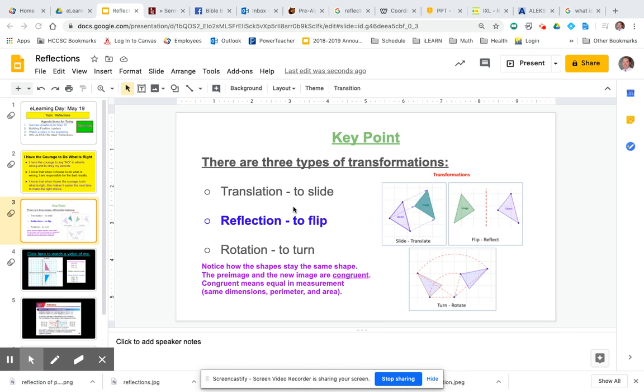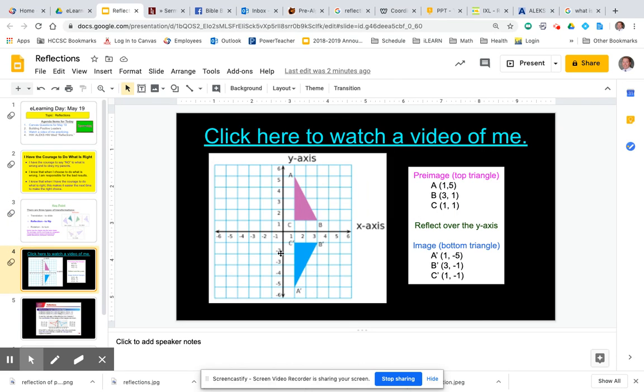Hi students, today we're going to work on the second lesson on our transformation unit, and it's over reflections. So that's why I have it highlighted there, and it's to flip. And so today we're going to be flipping points and figures over the axis, the x-axis or the y-axis. So it'll look something like this right here, where this triangle, this pink triangle, has been flipped over the x-axis.